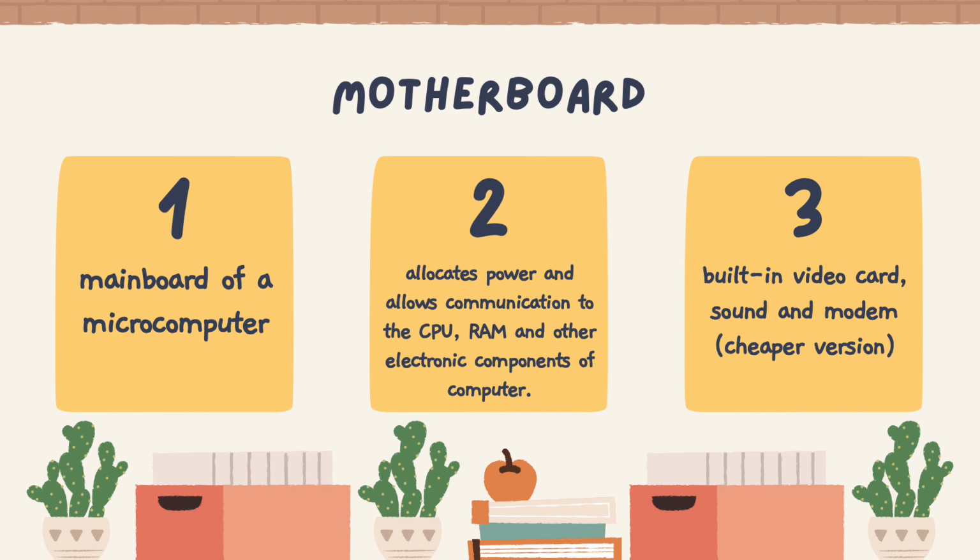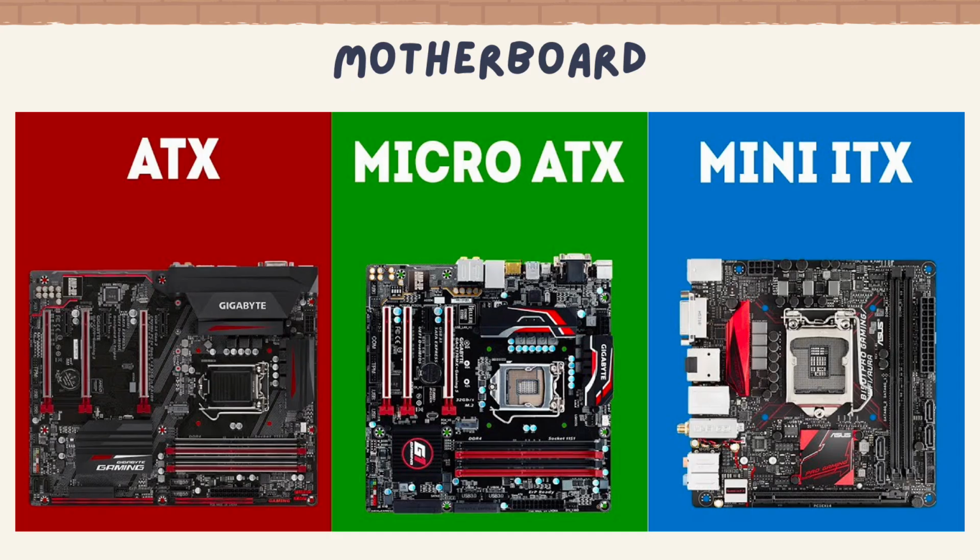Next, number 3. This is another type of motherboard with built-in video card, sound, and modem. So it is also a cheaper version of motherboard. The problem with built-in, like a laptop that has a motherboard with built-in video card, sound card, and modem, is that it is not upgradable. Okay? You need to change the motherboard to upgrade. So next, motherboard types: ATX, micro ATX, and mini ITX. These are examples of types of motherboard.